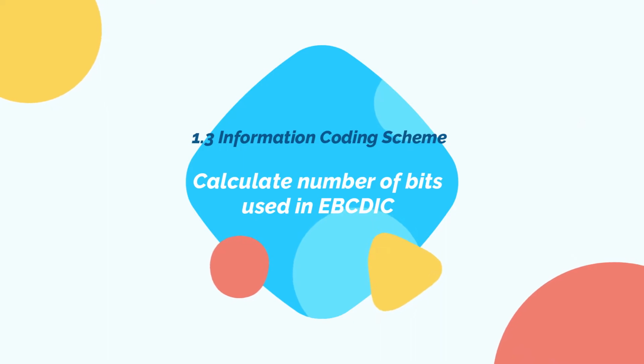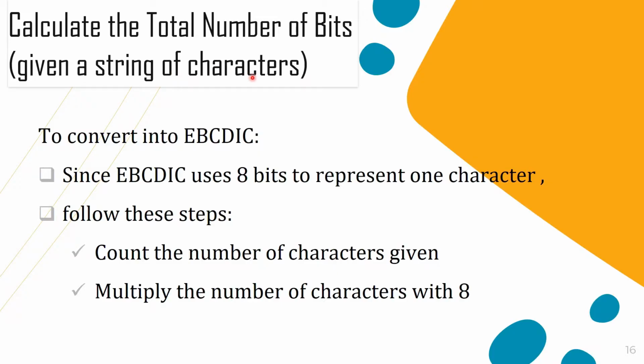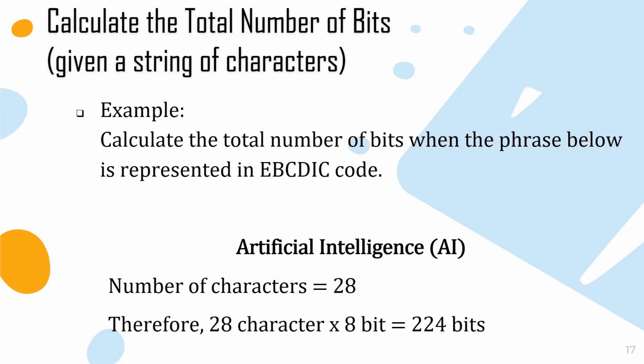Next, let's look at how to calculate the total number of bits in ABCD. Because ABCD uses the same bits as ASCII, the steps and the calculation are the same. You will multiply the number of characters with 8 also. Let's look at one example here. Calculate the total number of bits when the phrase below is represented in ABCD code.